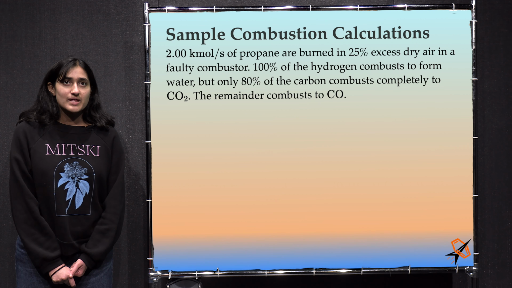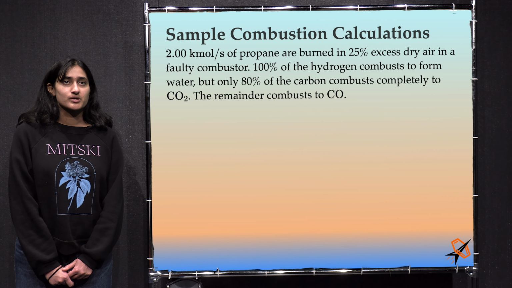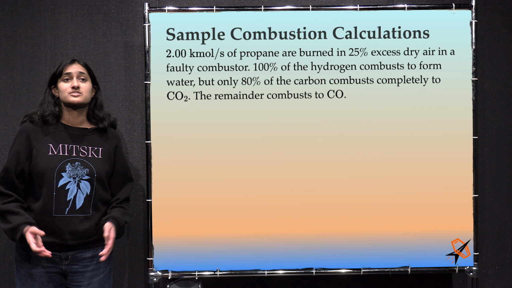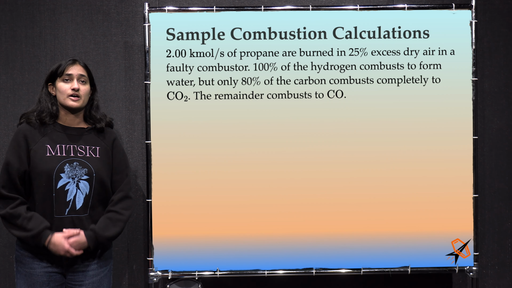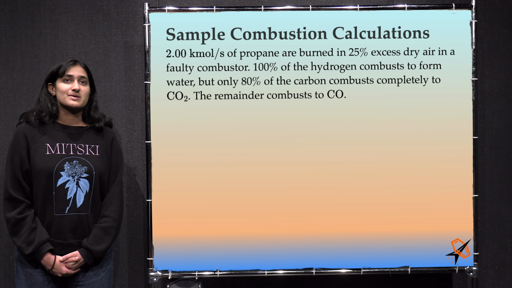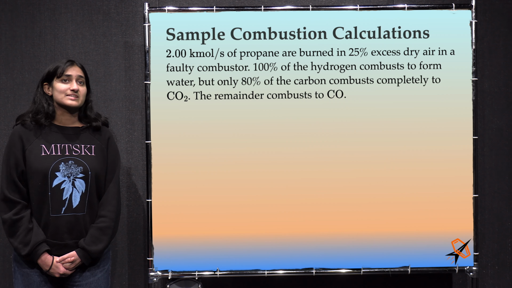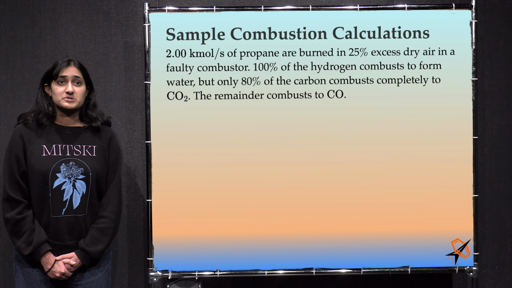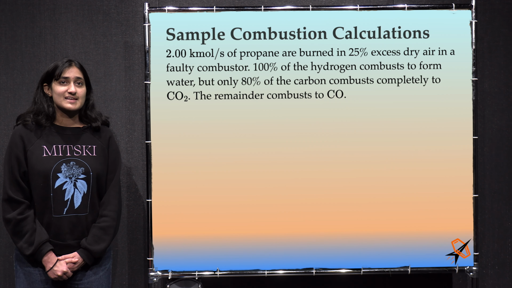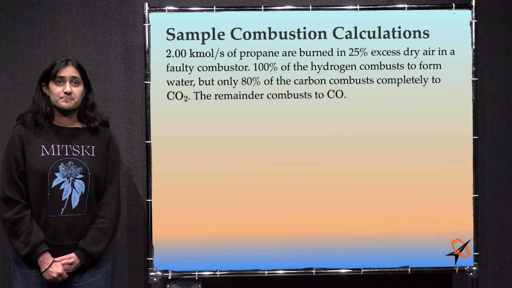In the previous video, Flame on Torch, we gave the definitions and foundation for combustion reactions. In this video, a combustible mixture, we'll do some sample combustion calculations. The given problem statement may seem simple, but it's going to take us quite a while to get through the solution. 2 kmols per second of propane are burned in 25% excess dry air in a faulty combustor.